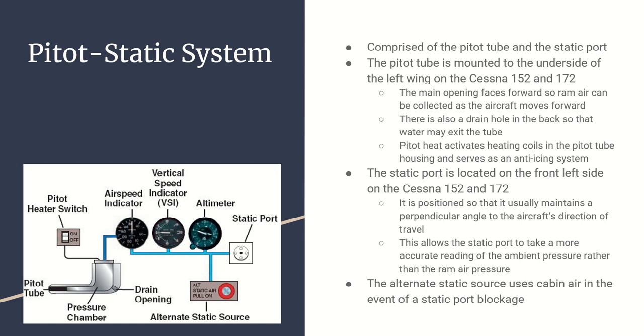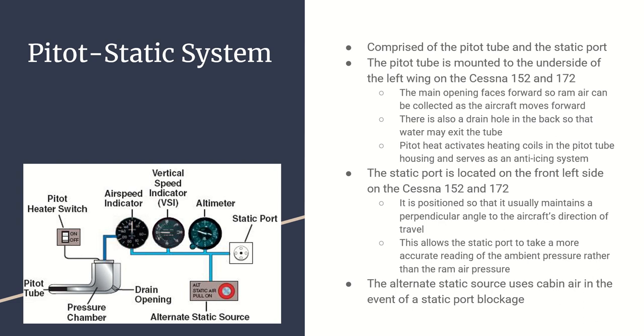So the pitot system, as we talked about, consists of the airspeed indicator, the vertical speed indicator, and the altimeter. We get information about our altitude and rate of climb or descent from the VSI and the altimeter, and the airspeed indicator shows us, as you guessed, our airspeed. So how do these instruments get this information, and how do they process it? Well, let's talk about how it acquires that information first.